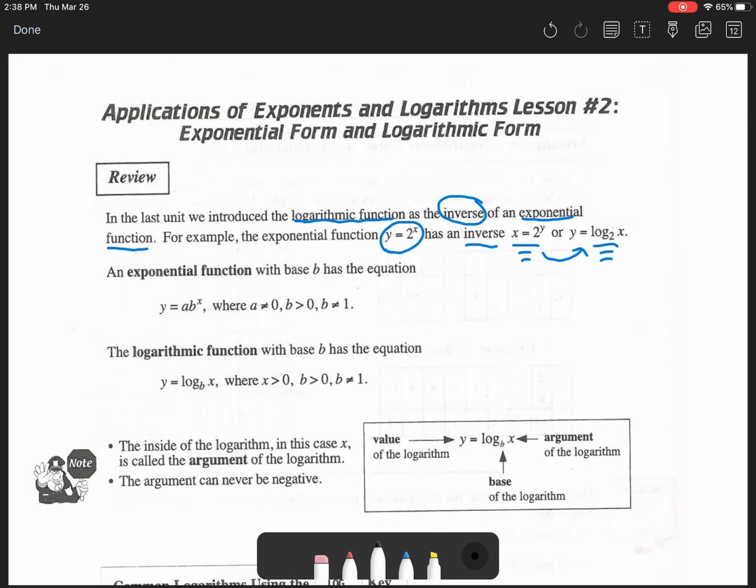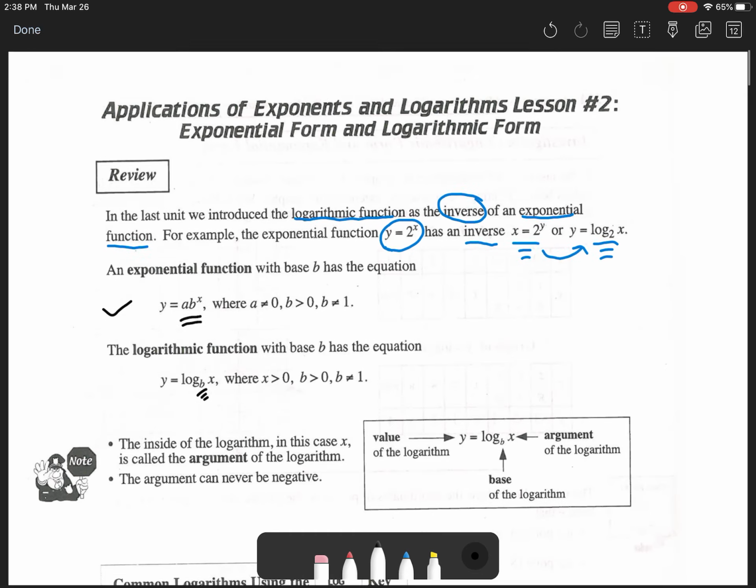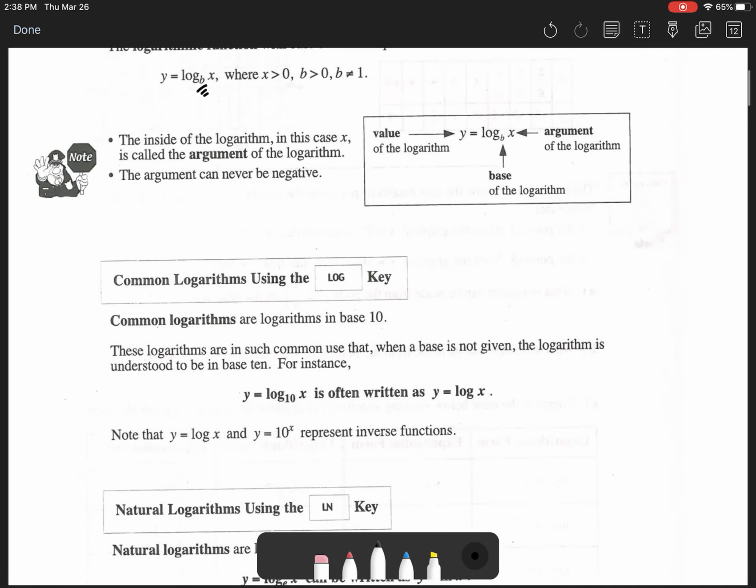So again, just some definitions as we kind of start this lesson. An exponential function is going to be written in this form: a b to the exponent of x. And a log function is y is equal to log base b of x. And when we talk about b in a log expression or a function, that b is called our base. So some things we've taken a look at already.